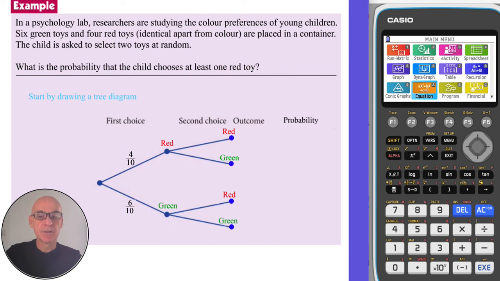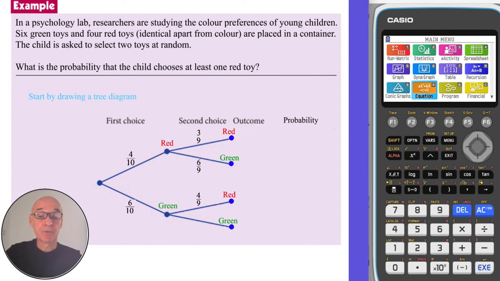For the second choice, having already picked a toy, the child cannot pick the same toy a second time, so now there are only 9 toys left to pick from. If the child had first picked a red, then that would leave 3 more reds to pick from, so the probability of picking a red the second time would be 3/9. And that would still leave 6 greens to pick from, so the probability of picking a green would be 6/9. If the child had picked a green first, then that would still leave the 4 reds to pick, so the probability of picking a red would equal 4/9.